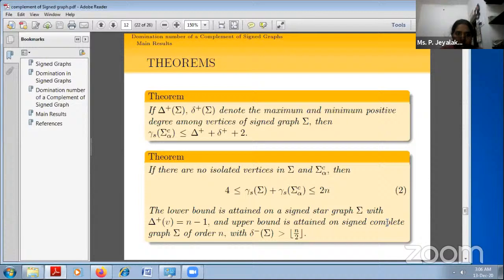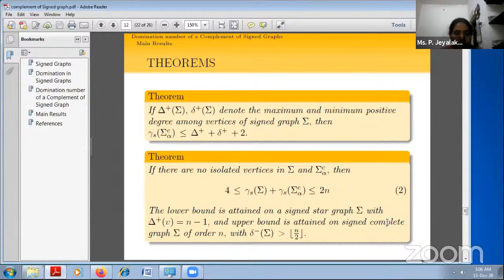Next, another upper bound: if capital delta plus of sigma and small delta plus of sigma denote the maximum and minimum positive degree among the vertices of the signed graph, then gamma_s of sigma alpha complement is less than or equal to capital delta plus of sigma plus small delta plus of sigma plus 2.